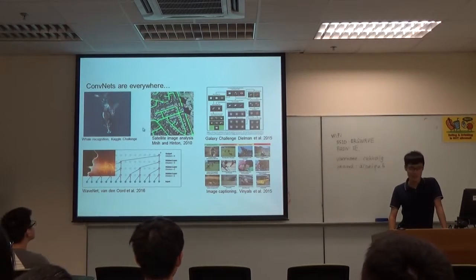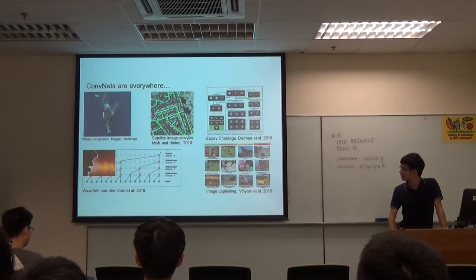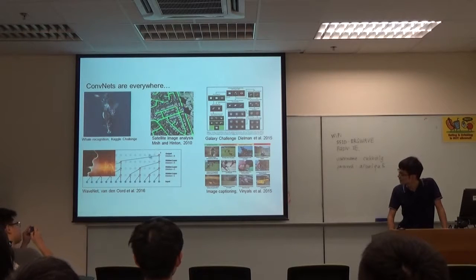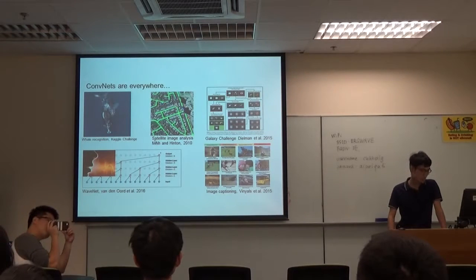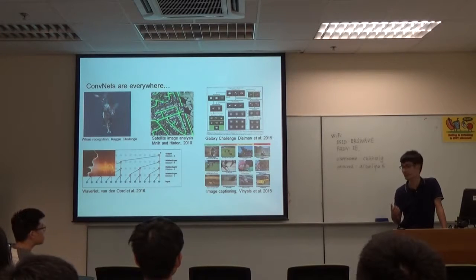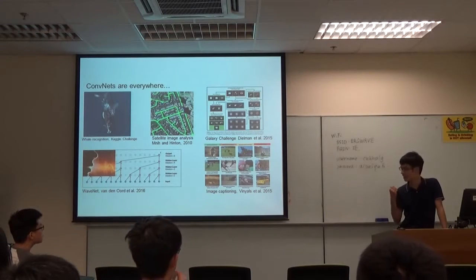Besides the above application, it is also used to process lots of images. For example, it can be used for the AlexNet challenge, and it is also used to process satellite images. This is another application, called image caption. The task is, given an image, you generate one sentence to describe the content of this image. We will see a demo later.